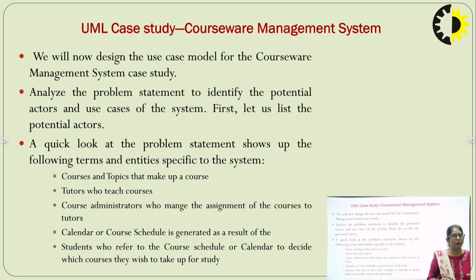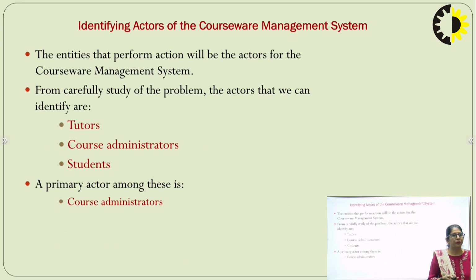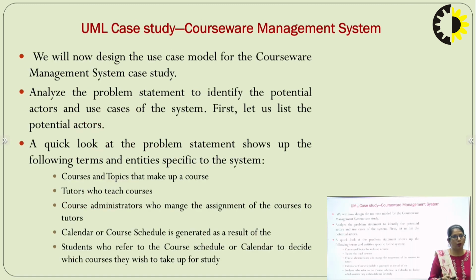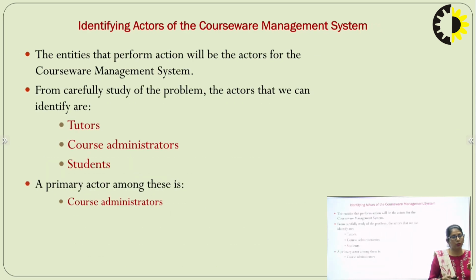There will be a scheduler, and a calendar that will be generated. Then there are students, and which student will get which course, right? So the entities that perform the action will be the actors of the courseware management system. If we study our problem, how many actors will there be? We see the tutor, the one who will teach; the student, the one who will learn the course; and the third one, the administrator, who will manage the course. So there are the tutor, the course administrator, and the student. Through our problem, when we enlisted our business processes, we identified that these are possibly the three actors.